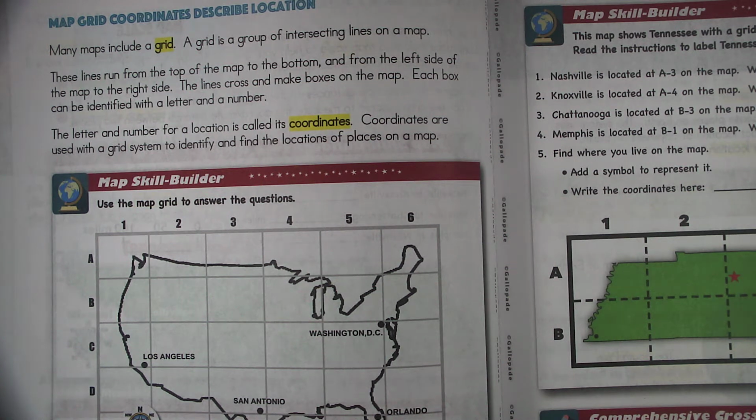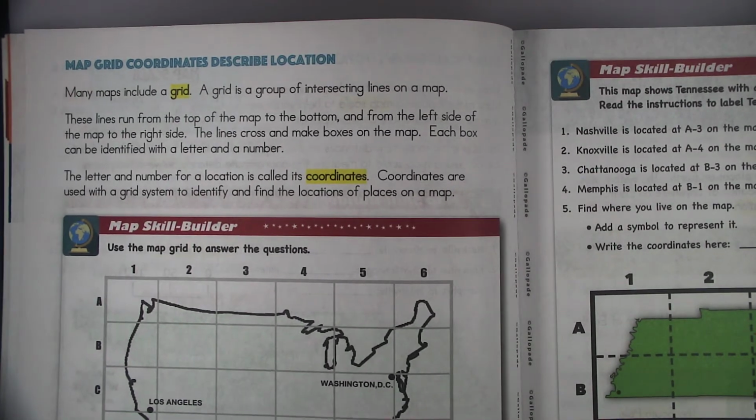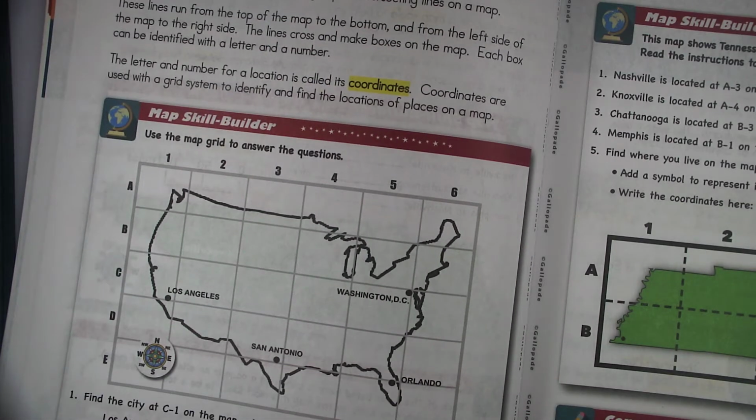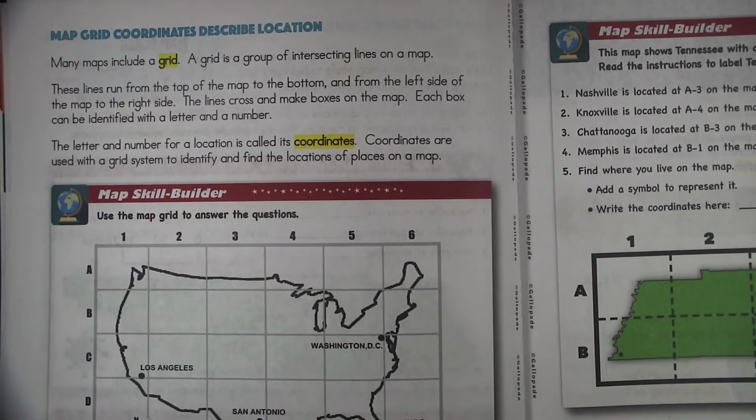Today we're going to be talking about map grids. So I want you to turn to page 10 and 11 in your book, and we're going to look at map grids. You may have heard of the word grid before, and you may recognize something like this. This is a grid. So map grid coordinates describe location.